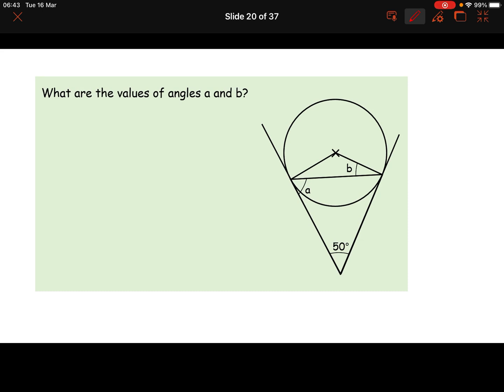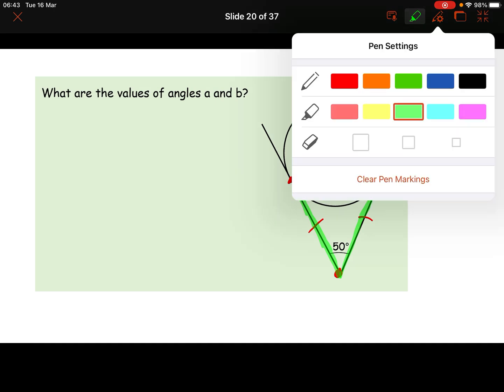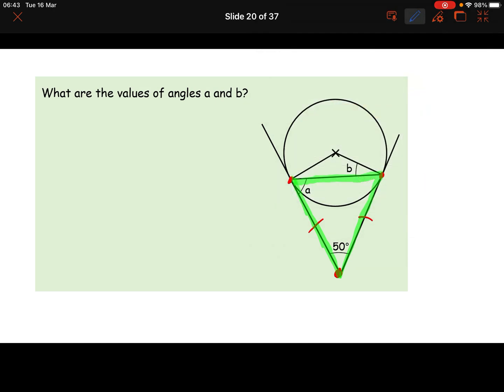Well, remember what we've got here, from here to here and here to here, they're the same length. So that means that the green triangle that I'm about to draw is an isosceles triangle, which means angle A is going to be 180 minus 50 over 2, which is 130 over 2, which is 65 degrees.